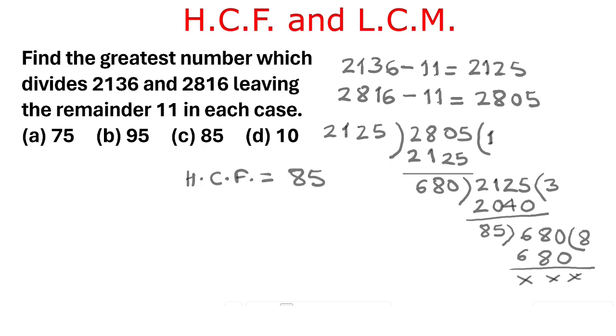And 85 is that greatest number which divides 2136 and 2816, leaving the remainder 11 in each case. And from the given options, our answer is option C, 85. I hope you have understood the method of solving such type of questions. We go to the next question.